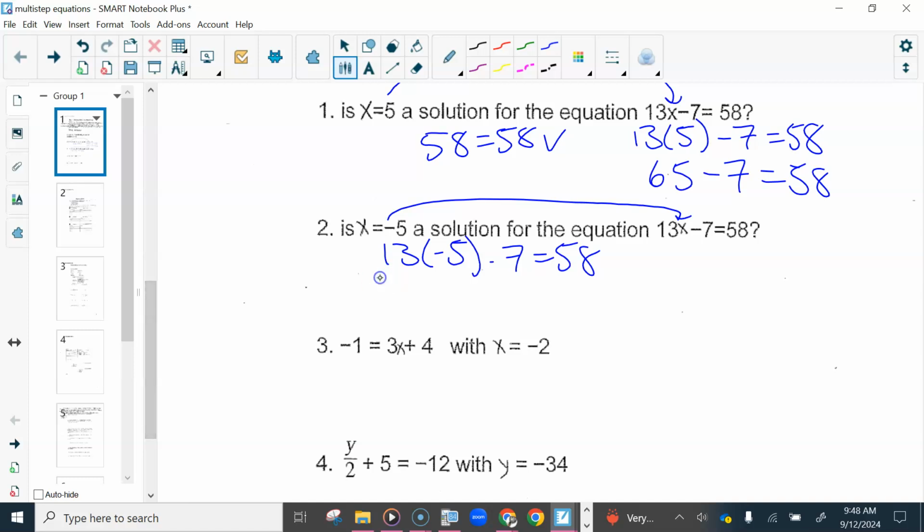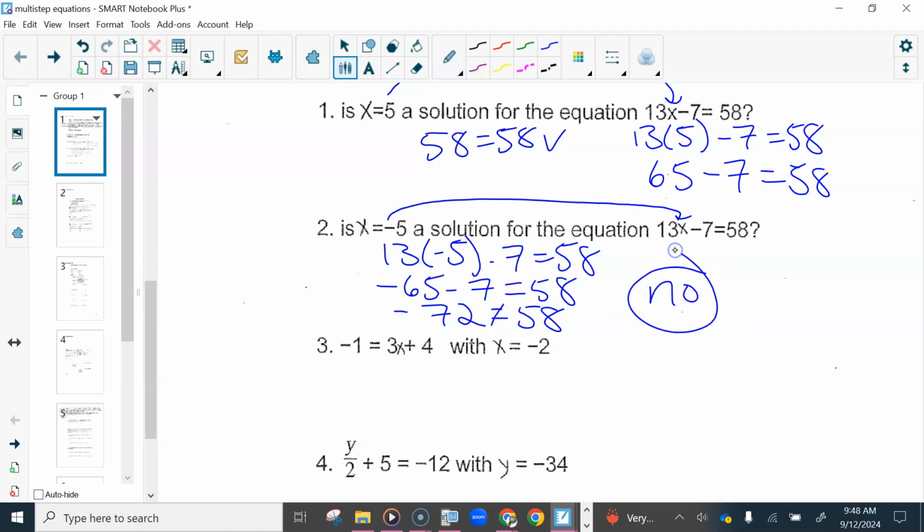So now we're going to get negative 65 minus 7. And negative 65 minus 7 is going to give us negative 72, which clearly does not equal 58. That's not a true statement. This is not the solution.